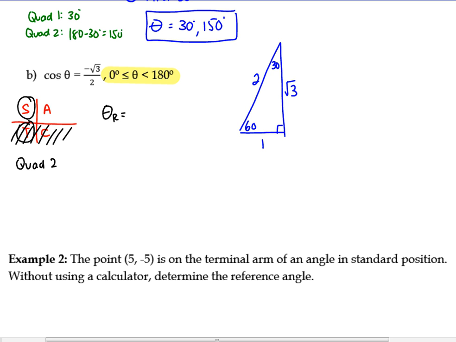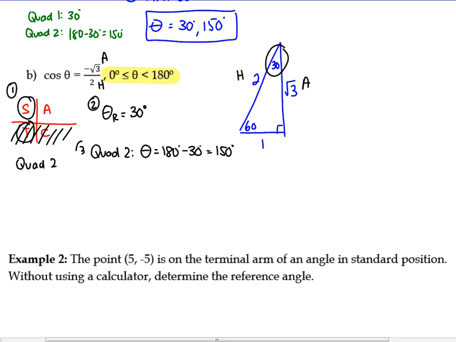Okay, so cos is adjacent over hypotenuse. So what's my reference angle? Which angle would have an adjacent of root 3 and a hypotenuse of 2? Again, 30 degrees. Adjacent, hypotenuse. So that would be 30. And so what would be my quadrant 2 angle? 150. 180 minus 30 is 150. Here's my first step, second step, third step.